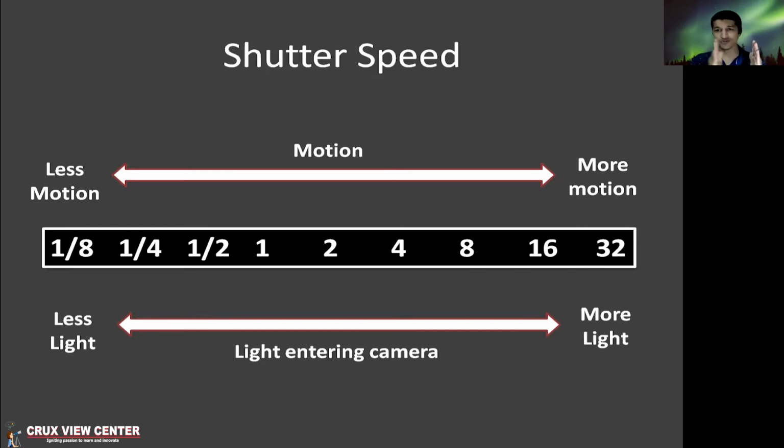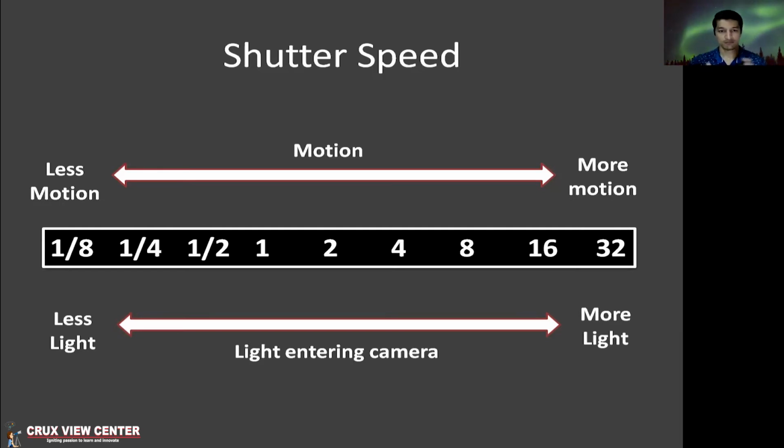The longer the shutter speed, from 1/8 to 32 seconds, the more motion will be captured in the mobile phone. What do I mean by motion? The movement in the frame or of the camera itself will be captured during that particular exposure. So 1/8 will capture less motion compared to 32 seconds. It's quite obvious: 32 seconds is 32 seconds, and here it is just 1/8 of a second.